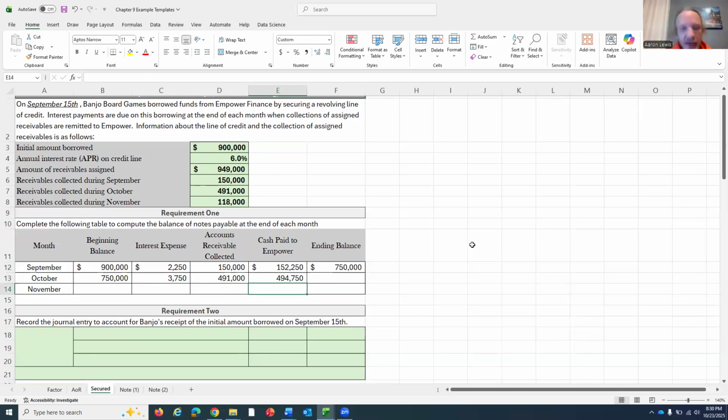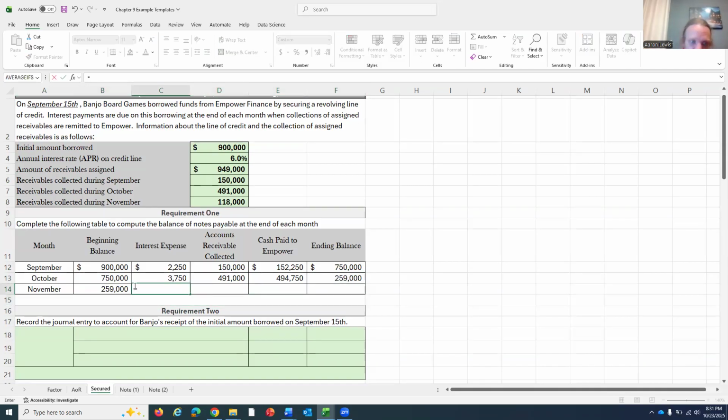Now I've got $494,750 that we're going to have to send out to this lender, Empower Finance, at the end of October. But our ending balance is only going to get reduced by the amount of receivables that we remitted. So it's going to drop from 750,000 by 491 grand down to 259,000. That's what we end October with, what we still owe after we make October's payment. And therefore that's what we're going to owe when November starts, 259,000.